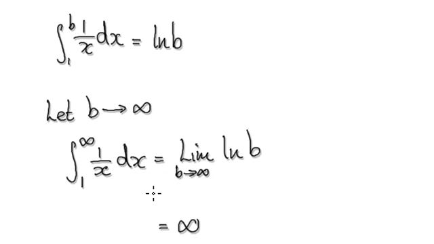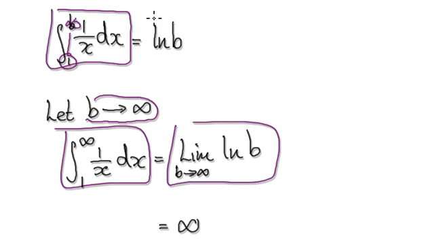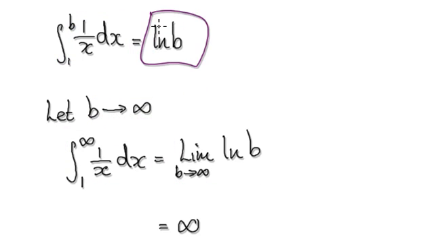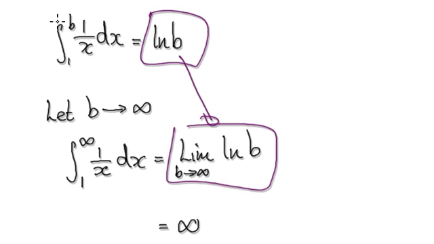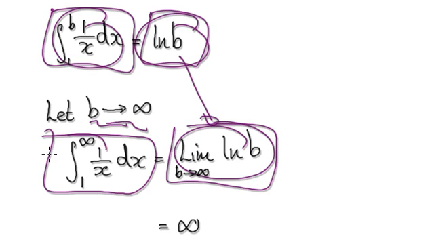So now we would allow b to head towards infinity. So now let b tend towards infinity. Then this thing here will become this. The minute you allow b to head towards infinity, you're actually integrating it from 1 to infinity. But then on the right hand side, you're taking the limit of this thing as b tends to infinity, so this will become this, and then this will become this.